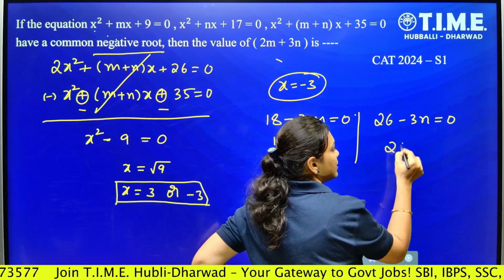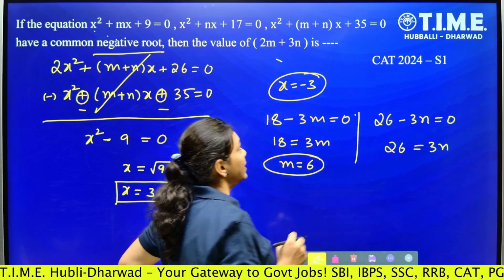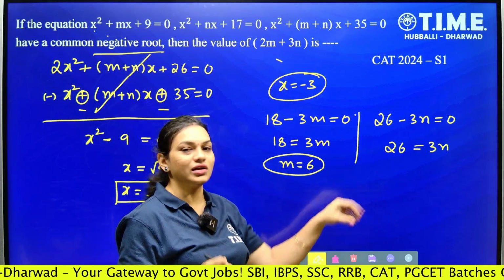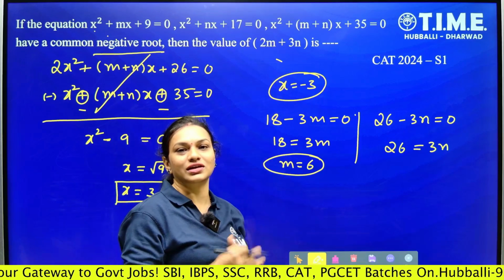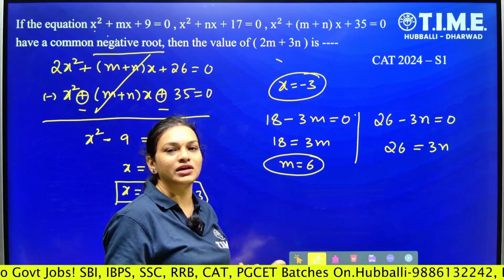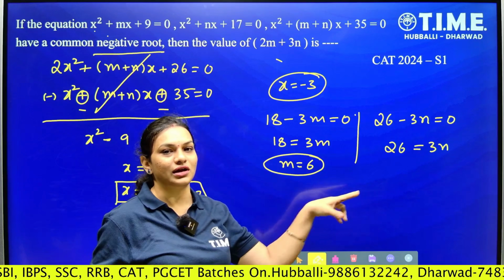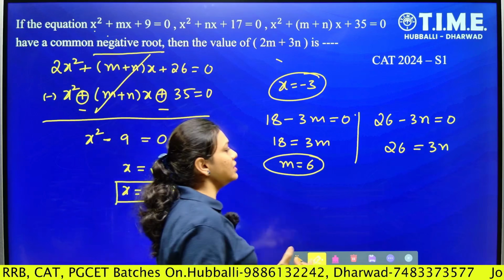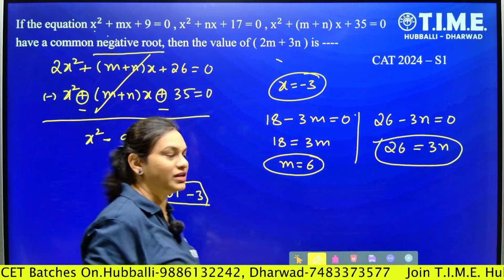Next, 26, shift that side, it is 3n. Now, listen everybody, 26 is equal to 3n, we will keep as it is, no need of taking the separate value of n. Why? Because in the given question we have 3n. So why don't we substitute the 3n directly as 26? It will be very easy. Again, if you take the n value as 26 upon 3, you will get a decimal, and again we have to take the decimal or the LCM. It will be quite lengthy. So we will keep the 3n value as 26.